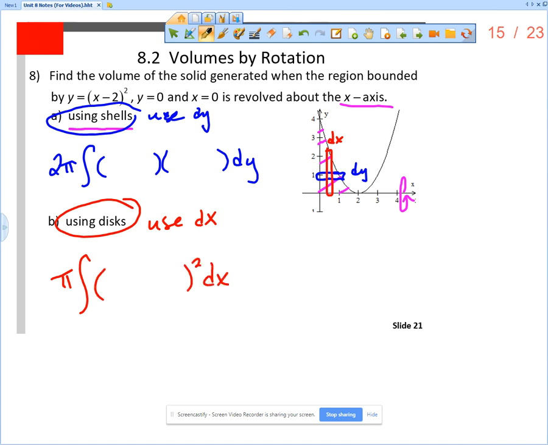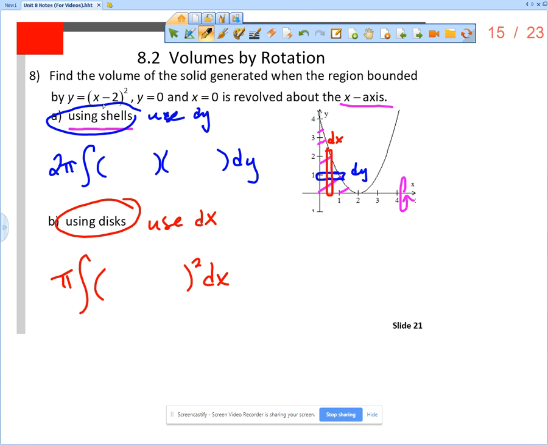Now, why is it the disk method and not the washer method? Well, because remember, this region here has no gap from the axis of rotation, so it would be the disk method, all right? All right, so let's go back to the shell method. All right, part A, all right? So shell method here, remember, if I'm going to use dy, that means I need my equation to be in x equals form.